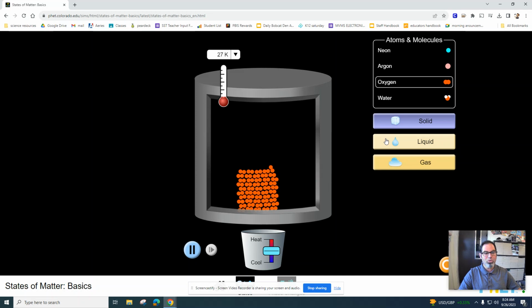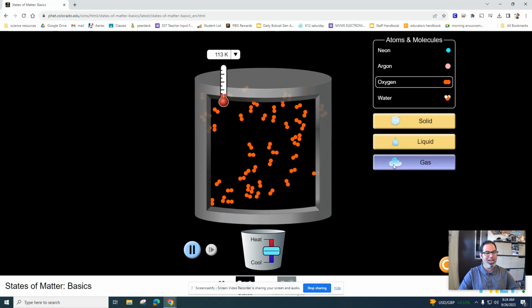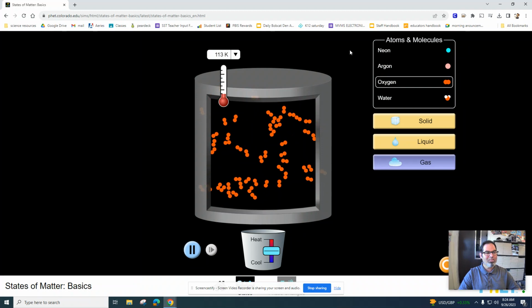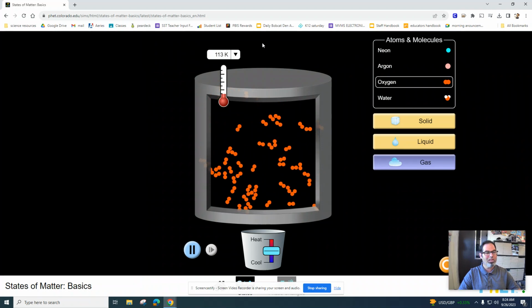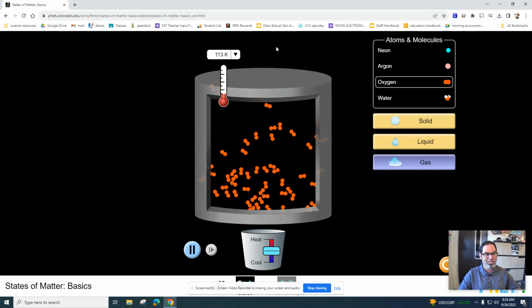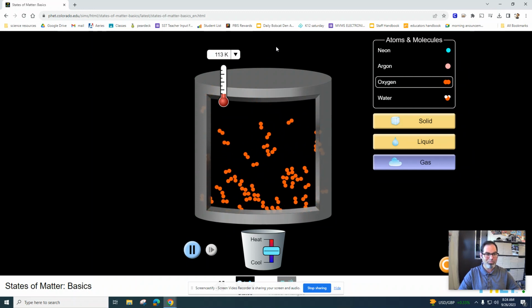Now I can change it to a liquid state of oxygen and we can see how the molecules are moving differently in a liquid compared to a solid. We can also see what the temperature is, with oxygen at a liquid state being 57 degrees Kelvin. We can also look at oxygen in a gas state and see that oxygen will be at approximately 113 degrees Kelvin in its gas state.